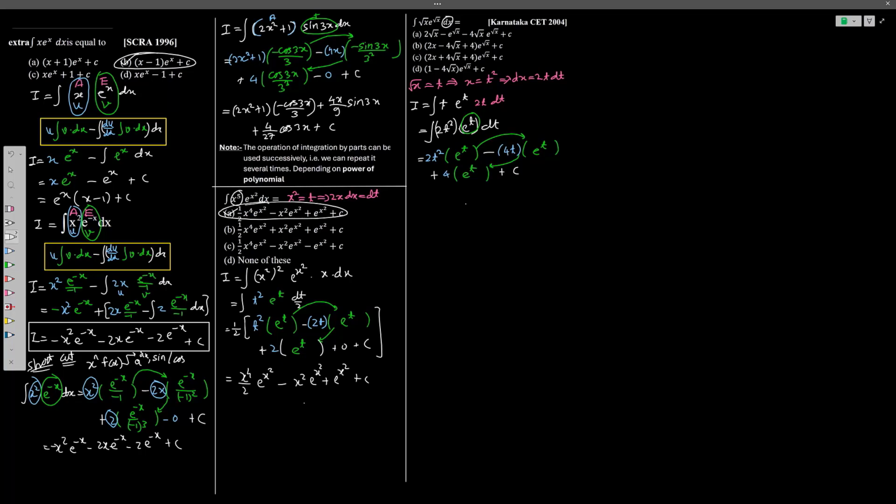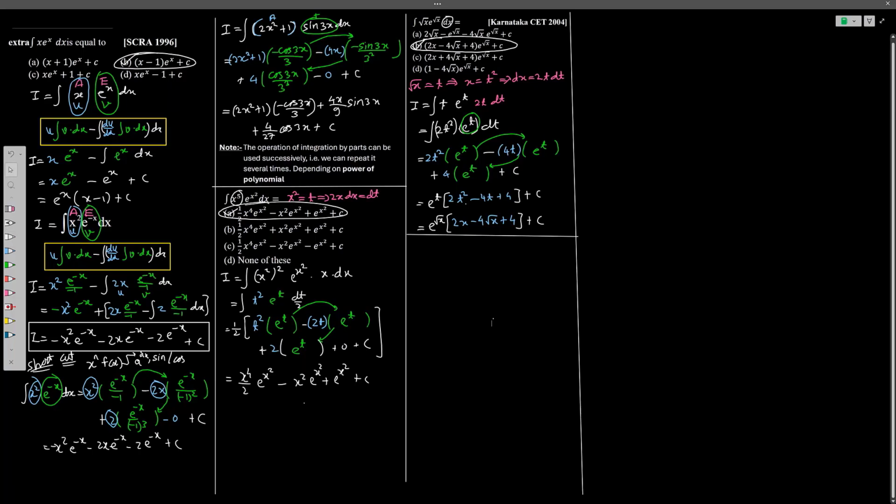To get the final answer, we have to take e raised to t common. So remaining terms are 2t square minus 4t plus 4 plus c. Substitute the value of t, we will get e raised to root x, 2 root x square, or we can say 2x, minus 4 root x plus 4, plus c. See our options? B is your answer. Ta-da!